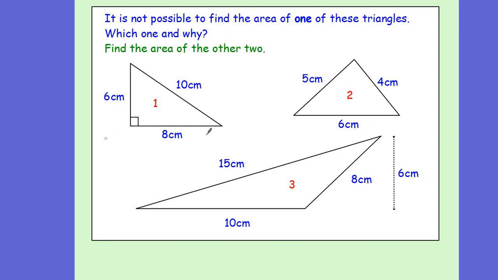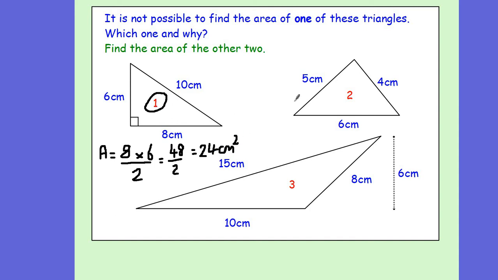Okay, so our area is given by base times height divided by 2. So 1 is fine. I can work out the area of 1 because the area is base 8 times 6, the height, divided by 2. 8 times 6 is 48. And 48 divided by 2 is going to give me 24 centimetres squared. So I can work that one out. Triangle 2 is the odd one out. I haven't given you the height of triangle 2, so I can't work out the area of triangle 2.